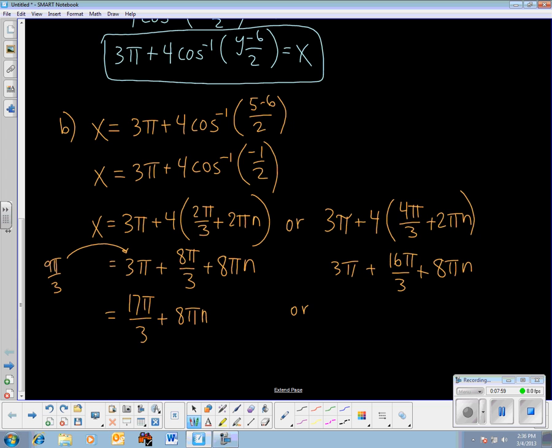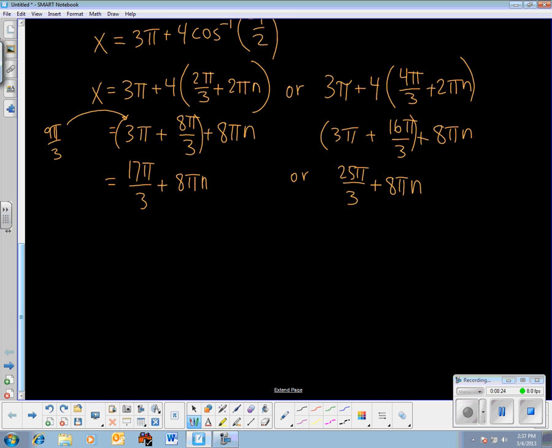You don't want to combine like terms with the one with the n in it, because that n makes it not a like term. But this 3 pi, which is 9 pi over 3, added to the 16 pi over 3 would be 25 pi over 3. Alright, let's put those two together over here just the same way I did over here. And now I just need to start figuring out what my smallest possible positive answers are.